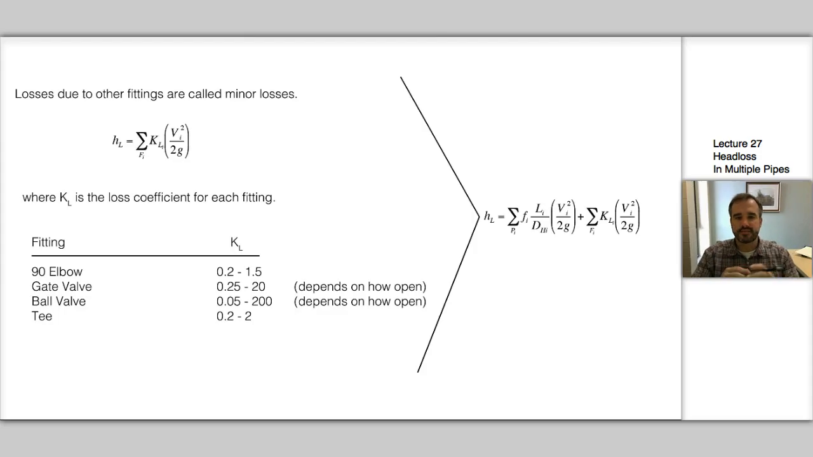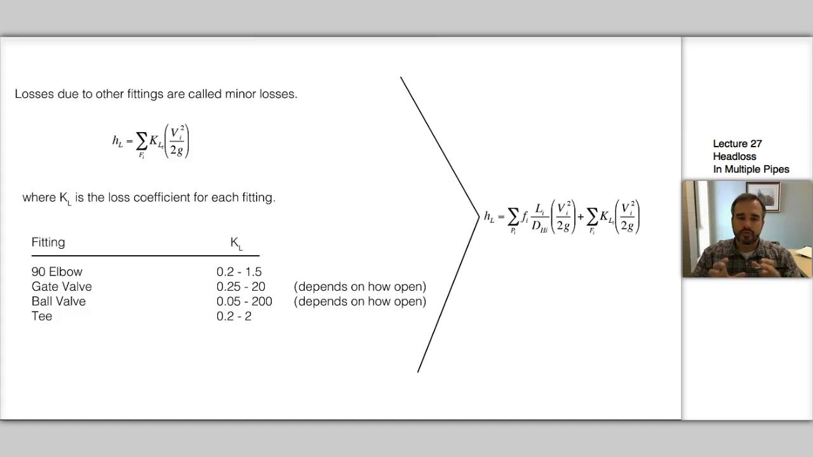And then for a T, so if we're going to split the flow and we're going to just have it T out or Y out, it can range from 0.2 to 2. And again, that has to do with, is it a straight perpendicular T or is it a Y-shaped T? Does it have some nice curvature to it? And how rapidly are we going to try to shift that momentum to a different direction is going to have a huge effect on that loss coefficient.